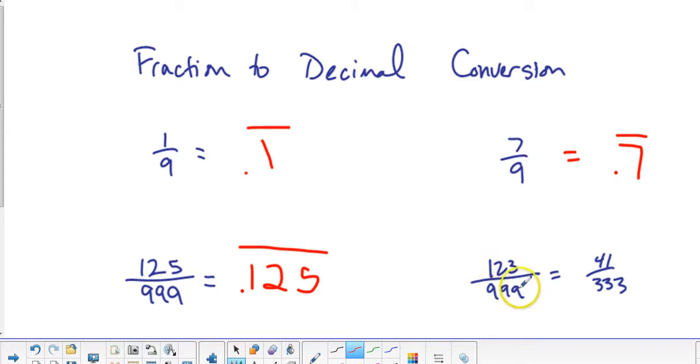Now 123 over 999. So we're looking, again, at the digits in the numerator. They add up to 6, so 3 is going to go in here. And actually, you can divide both of these by 3 and get 41 over 333. And then again, this is 3 times 111, which is another 3, so 9 would go into this number if the digits added up to 9. But 9 doesn't go into 41, 3 doesn't go into 41, and you're pretty much stuck here.